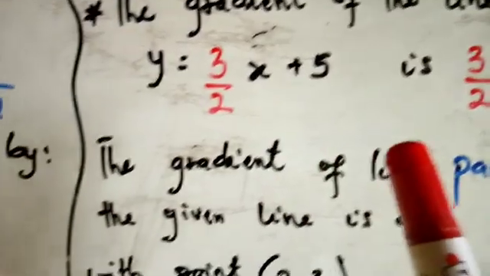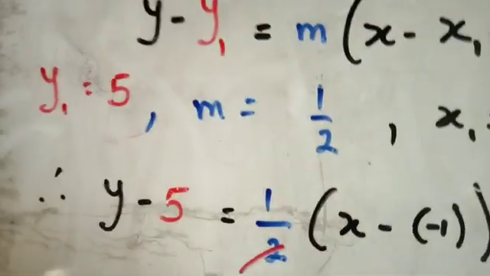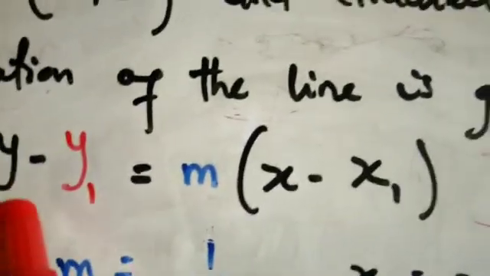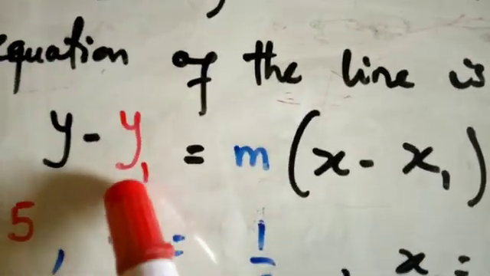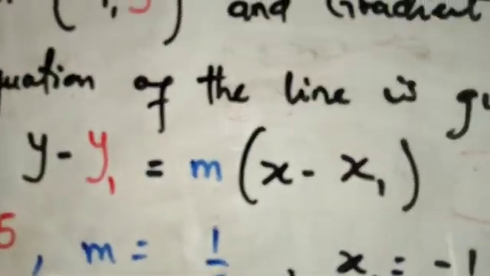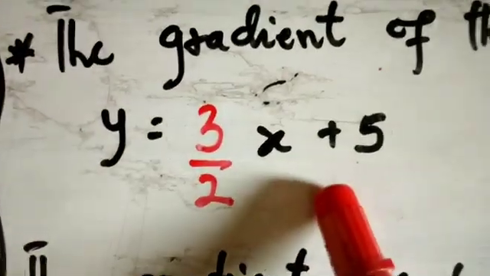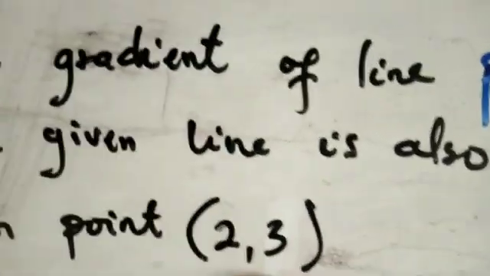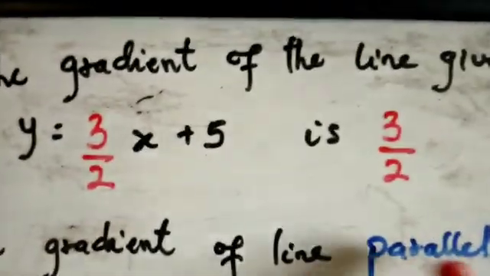So what it means here is that you and I know perfectly that for us to find the equation of a line, this is what you have to use. Out of this we need y1, m, which is the gradient, and x1 as well, to get the equation of a line. Now here we are giving one equation of a line that looks like this, and then another point 2, 3, and they say you should find the second equation of a line that is parallel to this one.